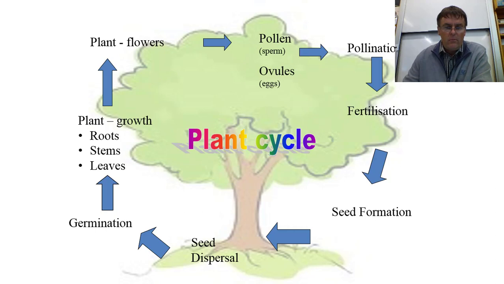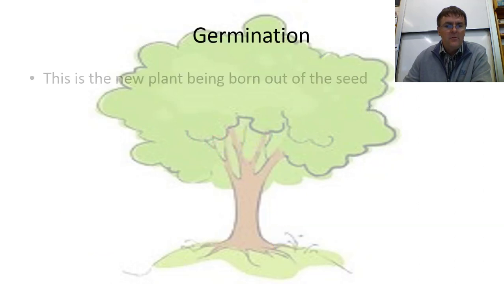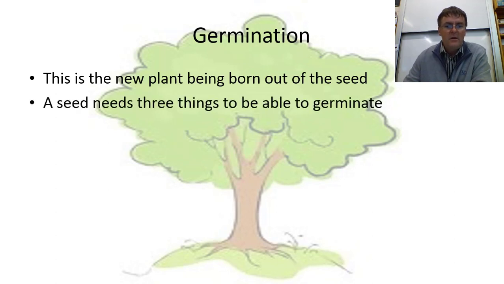So that's seed dispersal. Last one, germination. The seed starts to grow. It needs a few things. So germination is the seed being born into a new plant, and it needs three things, only three: warmth, water, oxygen. It doesn't need light, as it's underground if it's been planted.